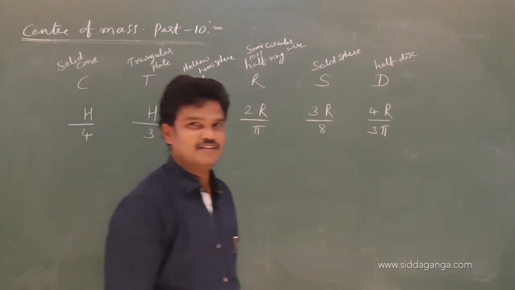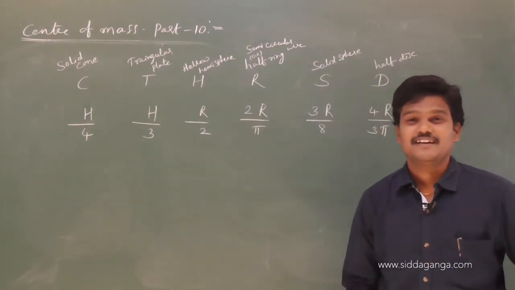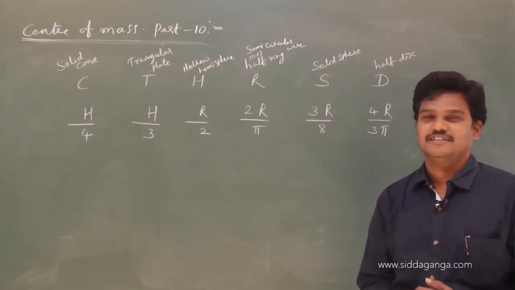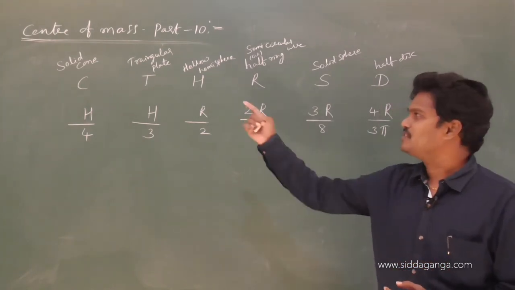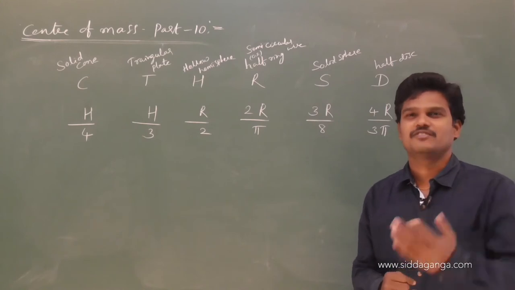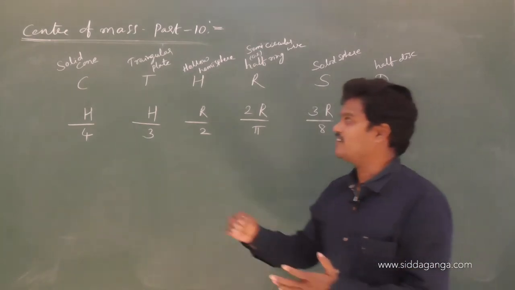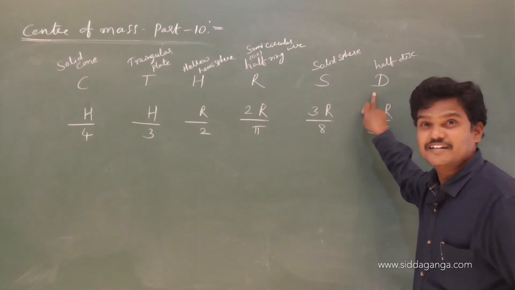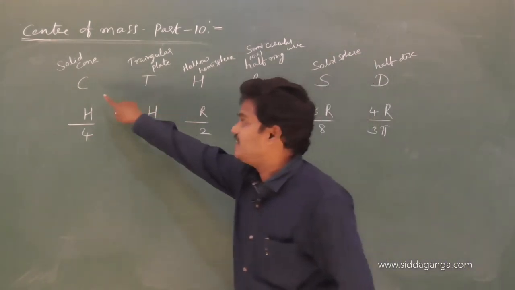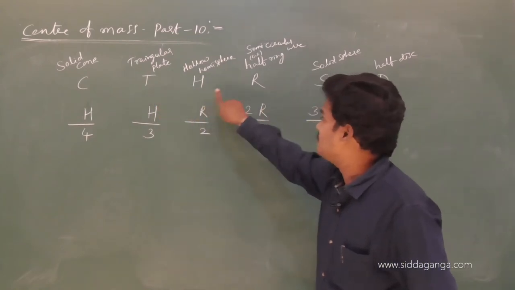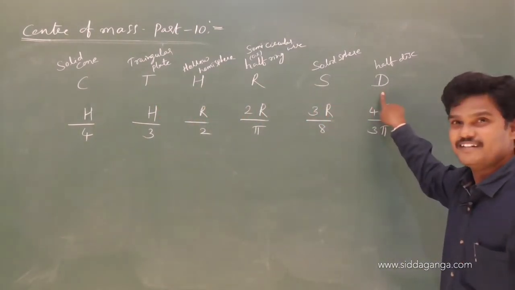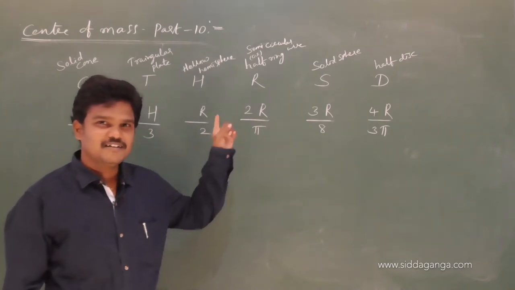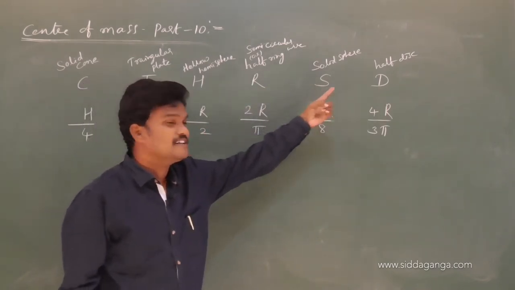I think this is easy to remember. So what is the code language for this one? CTHRSD. Instead of deriving all the derivations, if you remember this code, it is easy. Within a matter of 1 minute, completed. Remember it like this: created, talented, hard workers are there in Siddhaganga, Davanagiri. I hope that you remember the shortcut language.